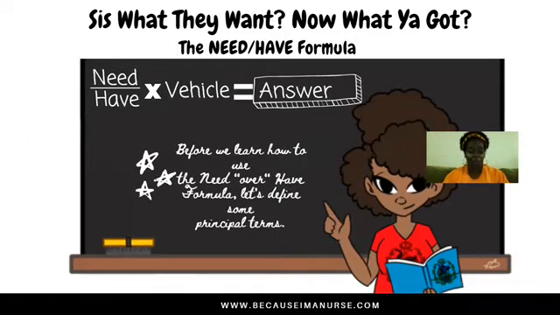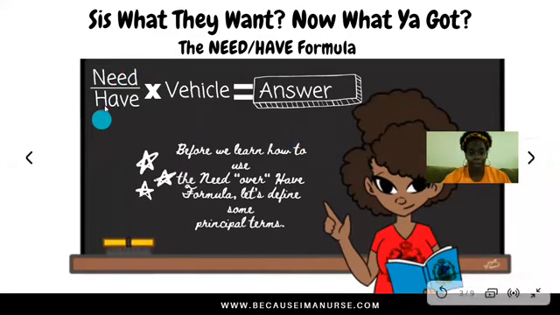Okay, so basically, the basic dose calculation formula is what you want over what you got, right? The need over have formula. It's really easy. You can forget about all of the cross multiplying with dimensional analysis. You just have to remember the need over have formula, which is need divided by have times vehicle equals the answer. But before we learn how to actually work all this out, we're going to define need, have, and vehicle for you.